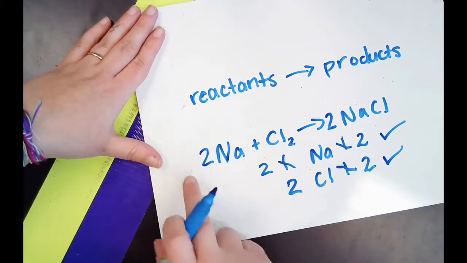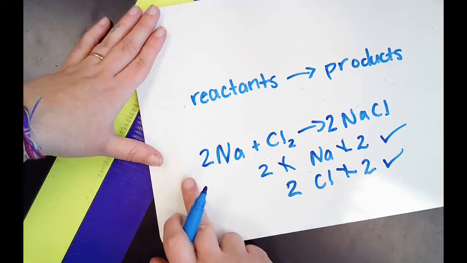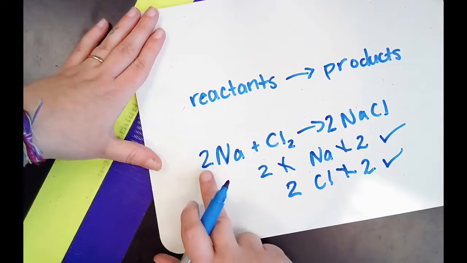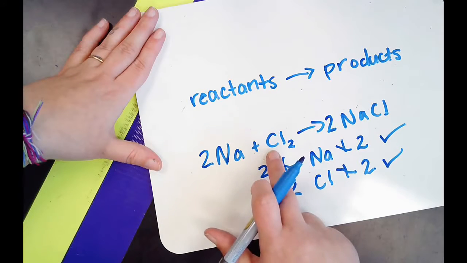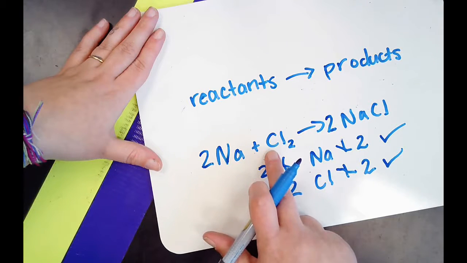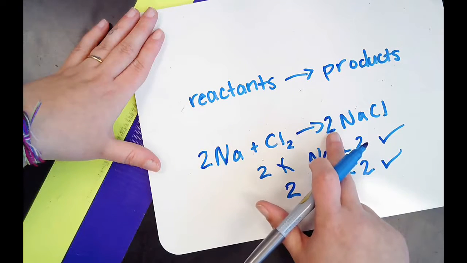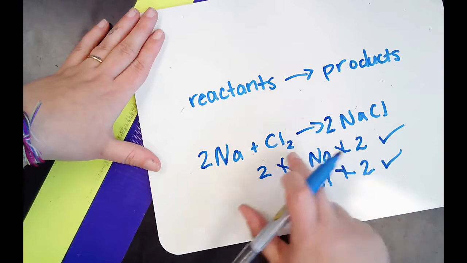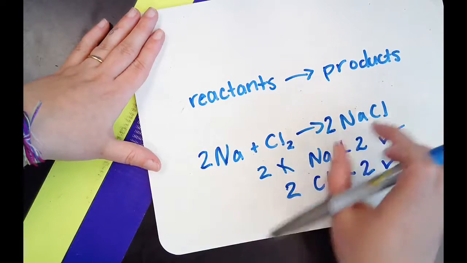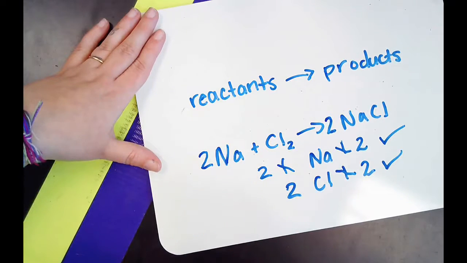That means that this is a balanced chemical equation, and we would read it like we would read a sentence. The sentence would read like this: 2 sodium atoms plus the chlorine molecule, the diatomic chlorine, yields 2 sodium chloride molecules. Okay? So we get 2 sodium chlorides when we mix 2 sodiums and 1 chlorine molecule together.